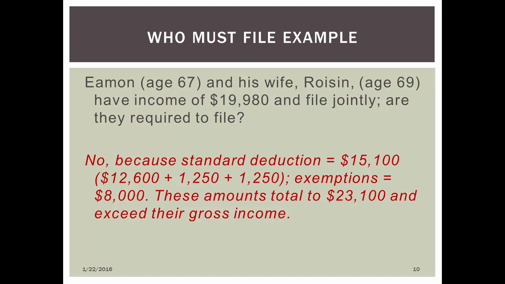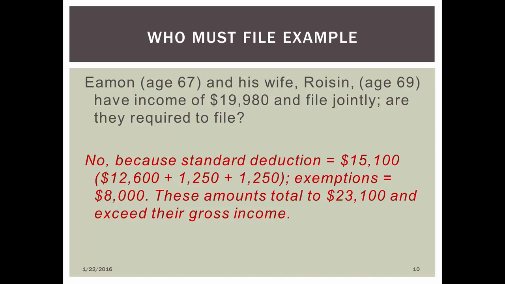Let's look at another example. Eamon and his wife, Rosen, are both over age 65. They have income of $19,980, and they file jointly. Are they required to file?